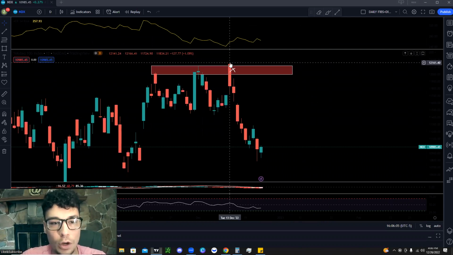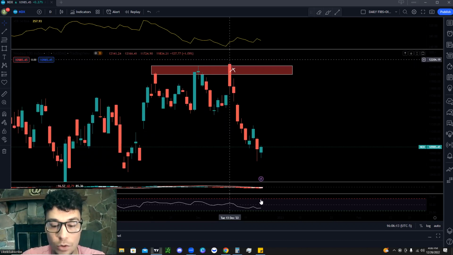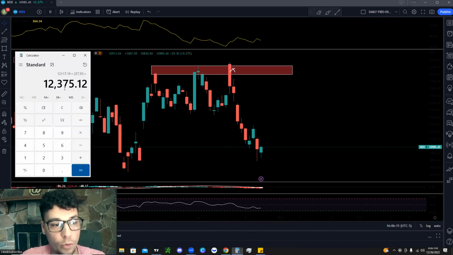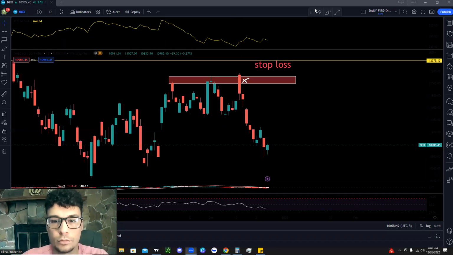257.93 to it to give ourselves a stop loss. Now we're adding it because this is a short position, so price is going to go up and our stop loss is going to be above. If you see, we went ahead and did the math right here. It's 12375.12. So what I've done now is I've put a level up here right at 12375.12. This is going to be our stop loss.